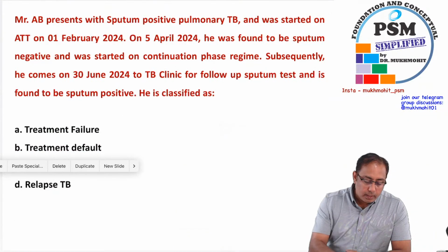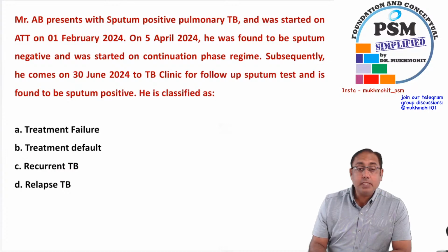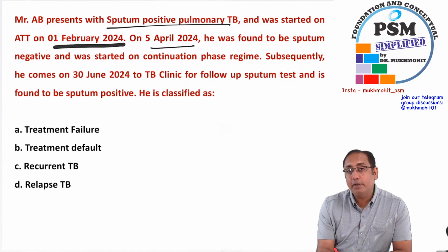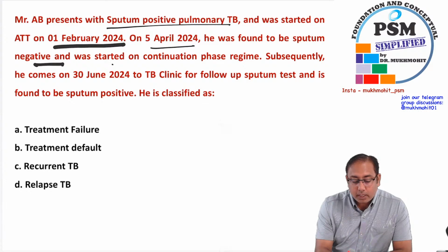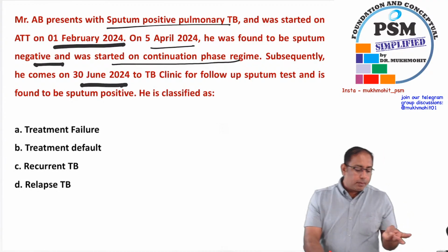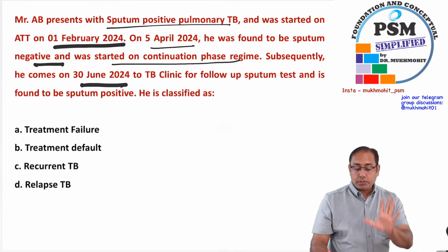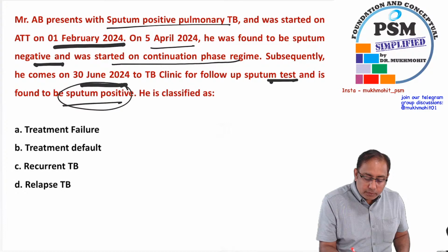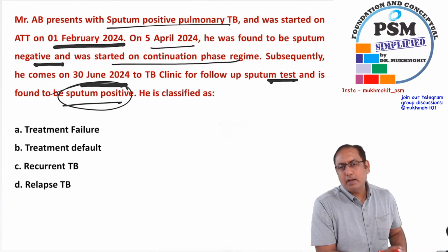Coming over to the next one. Mr. AB presents with sputum positive pulmonary TB and was started on ATT on 1st of February 2024. On 5th of April 2024, after around 2 months, he was found to be sputum negative and was started on the continuation phase regime. Subsequently, he comes on 30th of June 2024. So it's been February, March, April, May, June, 5 months gone. His sputum is tested and unfortunately found to be positive. So now this patient is sputum positive at around 5 months.